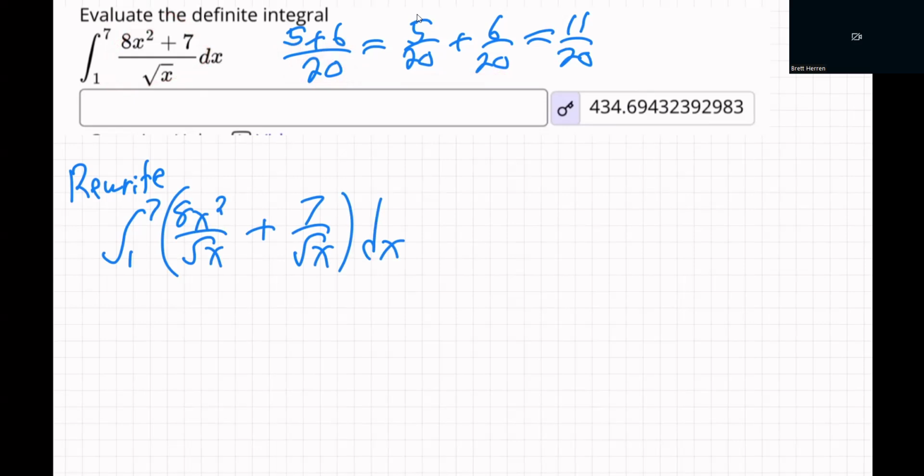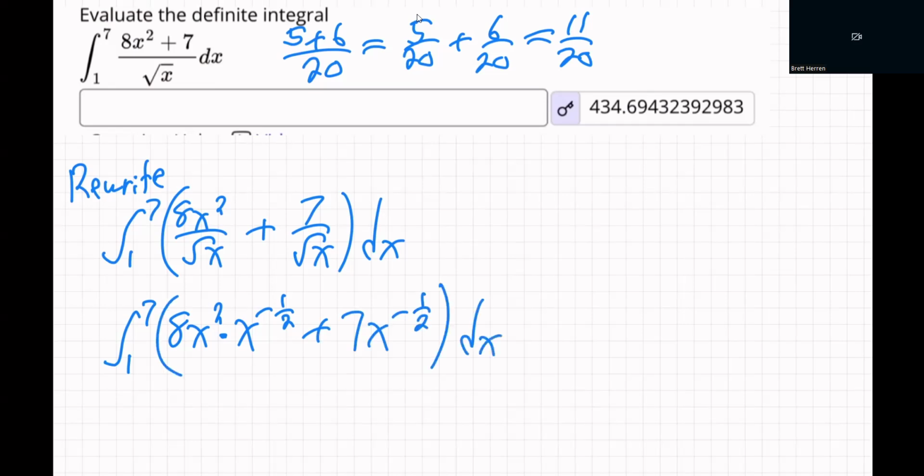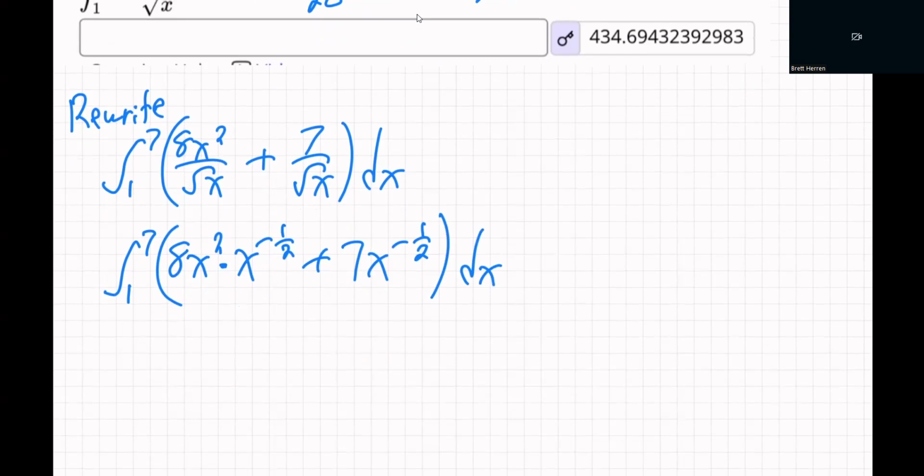Let me show you. So now that's the integral from 1 to 7. This is still more rewriting. What's that going to be? This is 8x squared times x to the minus a half plus 7x to the minus a half dx. You good with that? A square root on the bottom is a negative half power, right? The negative part puts it on the bottom and the half power is the root. Same thing here. It's x to the minus half. Okay? So now I'm still rewriting.